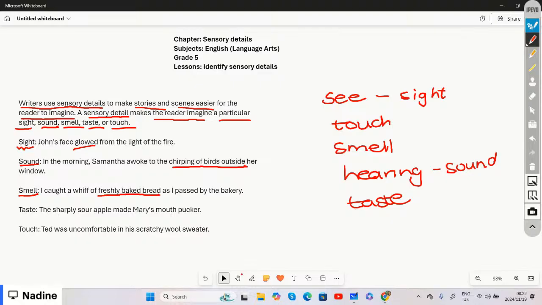So here we also have another example of smell. Freshly baked bread. I think by now all of us should at least have an idea of how bread smells, or how something smells when it is fresh.